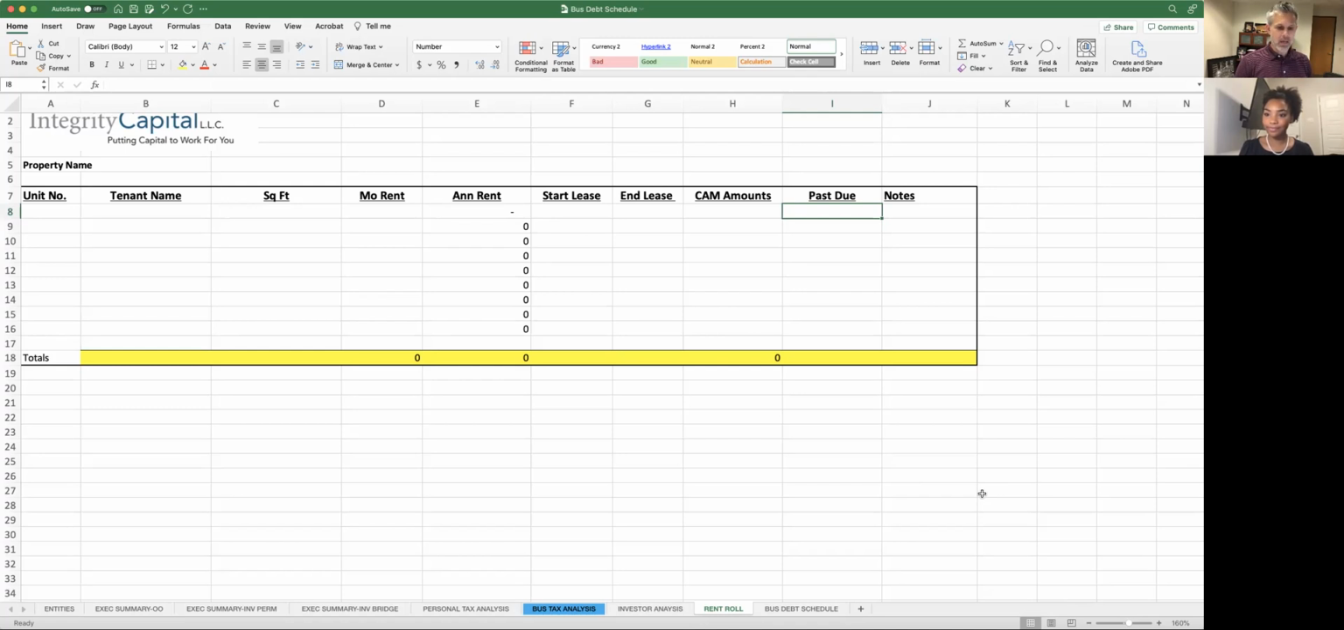Let's say I've got an industrial building and I have 5 tenants. Johnny's HVAC company has their tenant name, the square footage, monthly rent, and so on, and it shows that they're past due. So when I say current, what we mean is they're making their payments on time. And Johnny might be behind 3 months.